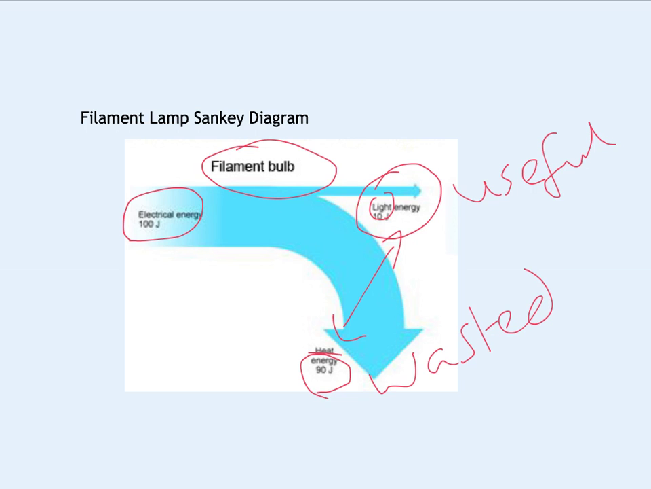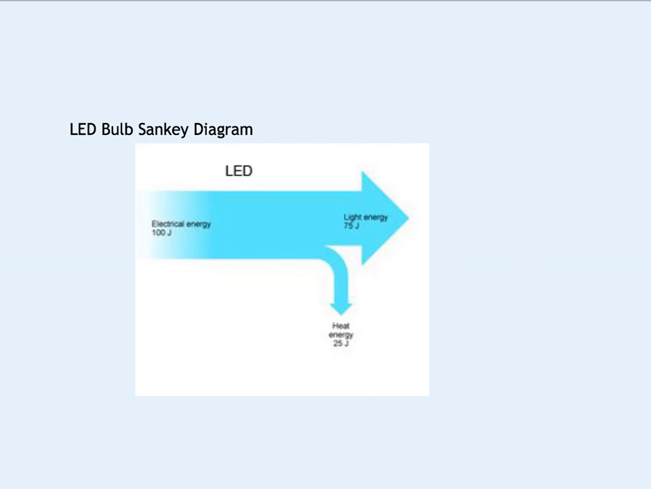So now we're going to compare this to the one for an LED bulb. Right, so here's an LED bulb. In this situation, they're giving it the same amount of electrical energy to begin with, but this time you want to look at the difference. 75 joules out of that 100 joules is being converted to light energy. Don't forget, that's the useful stuff. 25 joules is being converted as heat.